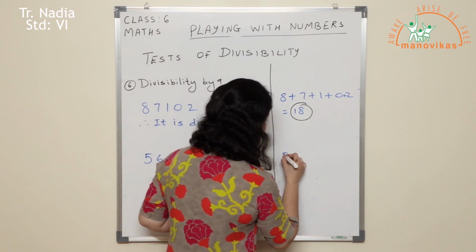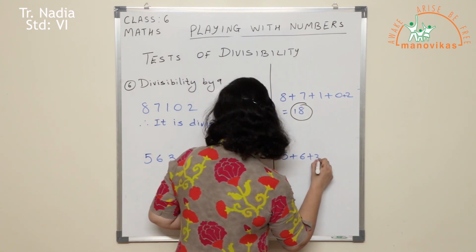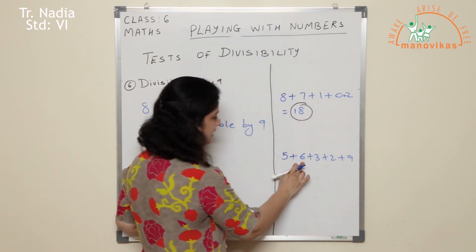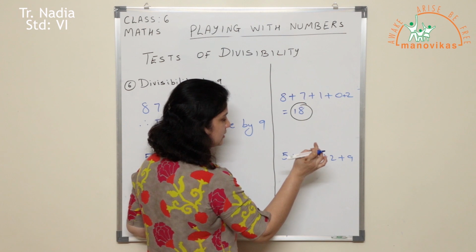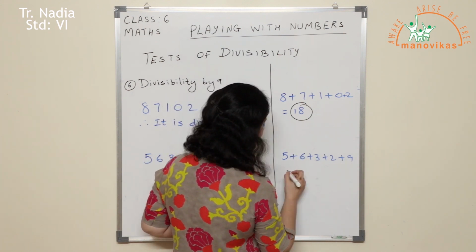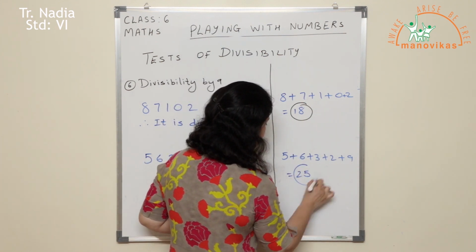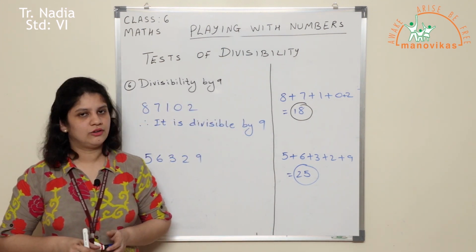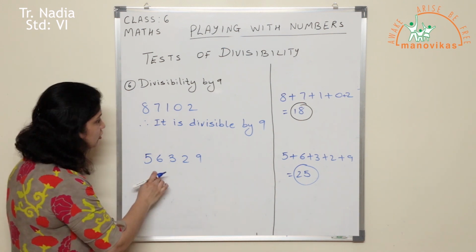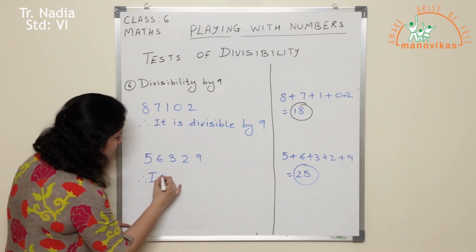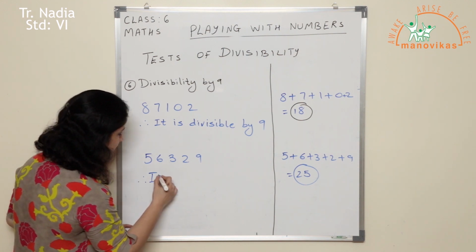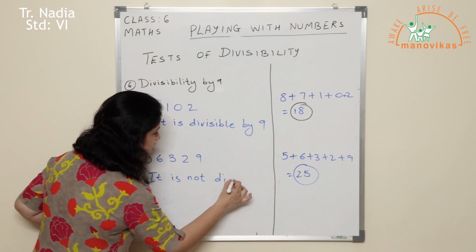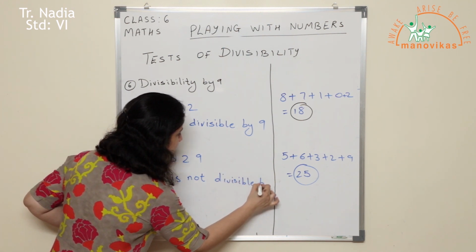Let us try adding the digits of the second one. 5 plus 6 is 11, plus 3 is 14, plus 2 is 16, plus 9 is 25. Now, is 25 a multiple of 9? Does 25 come in the 9 table? No, it does not come in the 9 table. So, I will say therefore, this number 56,329, it is not divisible by 9.